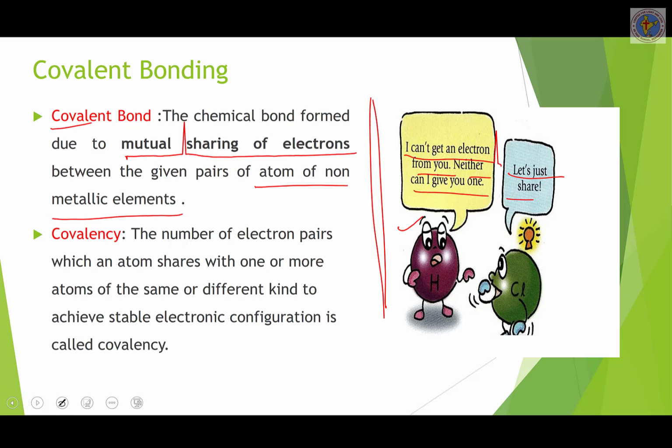So what do you mean by covalency? Covalency is nothing but the number of electron pairs which an atom shares with one or more atoms. The number of electron pairs which an atom shares. For what purpose does the sharing take place, children? In order to achieve stable electronic configuration. So the number of electron pairs which an atom shares is known as covalency.